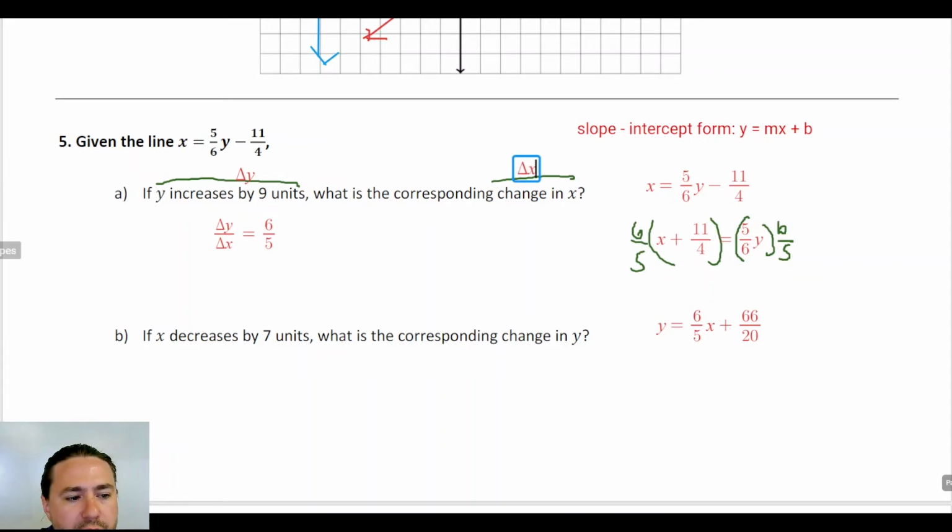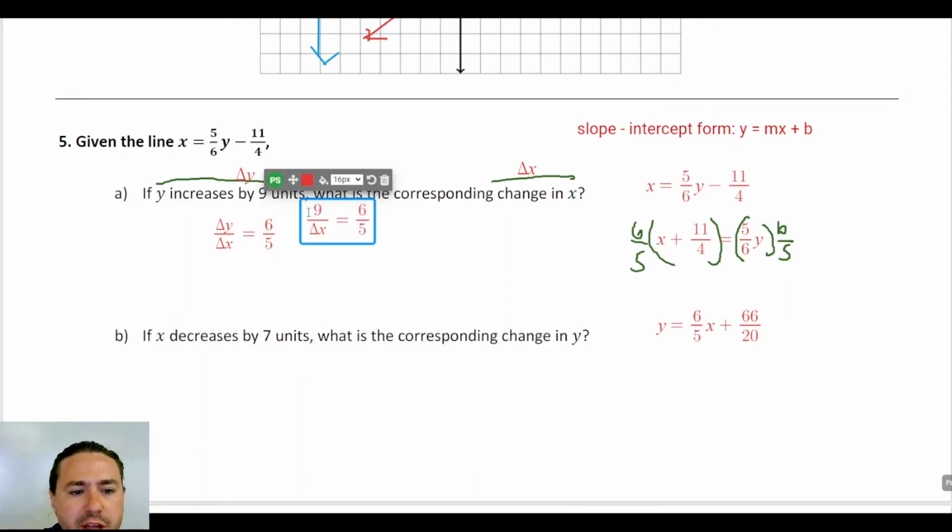So the change in y is going to be 9. And we're going to find the change in x.